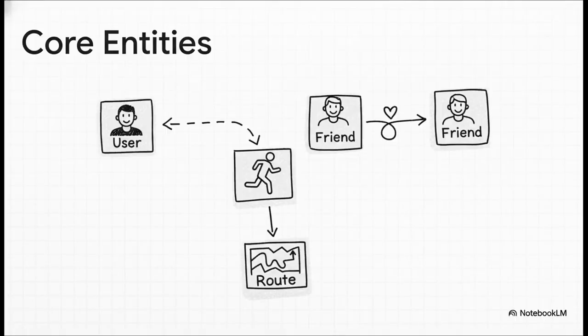At the heart of pretty much any application is its data. For us, it really boils down to these four things. You have a user, that's you, the athlete. That user performs an activity, like a run or a bike ride. Every activity has a route, which is really just a long list of GPS points. And finally, users can be connected as friends, so you can see what they're up to. This simple model is the backbone for everything else.